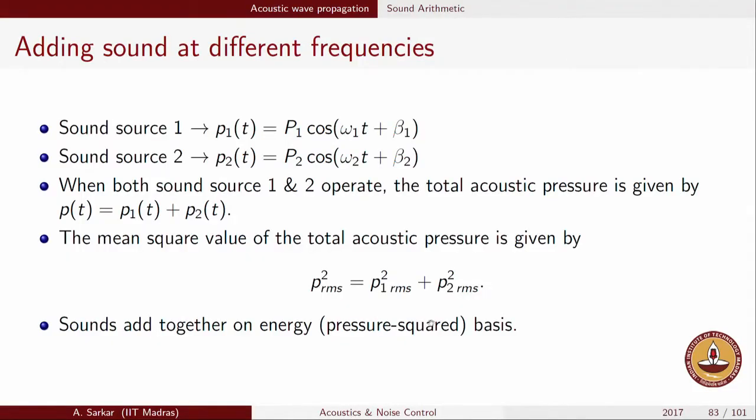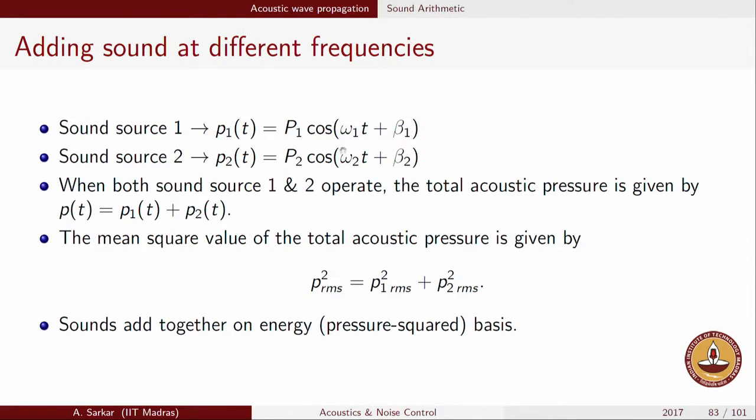In the last class we talked about how to add sound at different frequencies, and we got this very important relation: the addition is valid in the mean square sense. That is, if you have two sound sources, one emanating an acoustic pressure of P1, the other emanating an acoustic pressure of P2, it is the mean square associated with P1 and the mean square associated with P2 that get added up to give the mean square of the total combination.